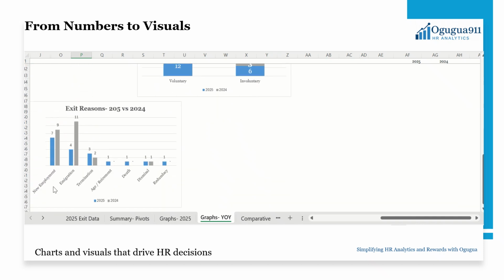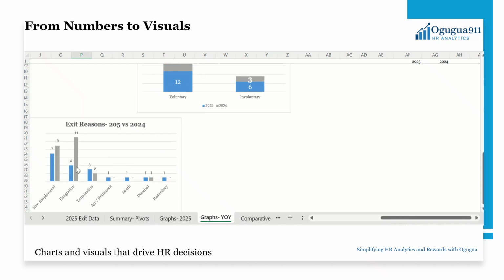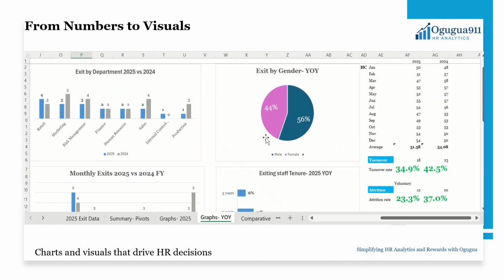For the exit reasons, we see that for 2024, we had the same reasons, new employment and immigration accounting for more exit reasons. But this time around, it was switched because immigration was higher in 2024. You need to begin to check your benchmark reports to see what you can do to retain your employees from being poached to other organizations.